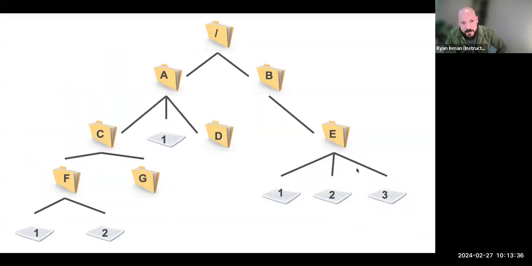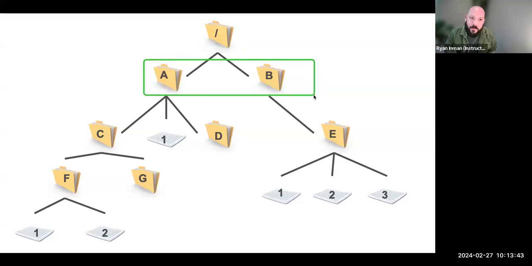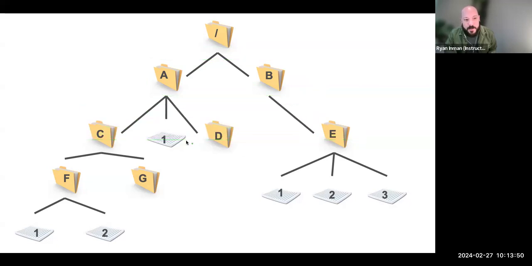So a very simple file system might look something like this. We have our root directory that holds everything else. And inside of that root directory, we might have a couple other directories. And inside of those directories, we can have more directories and maybe even a file or two. And those directories can also have other directories in them, which can have files in them. Or maybe we have an empty directory. Now let's think about something for a second.